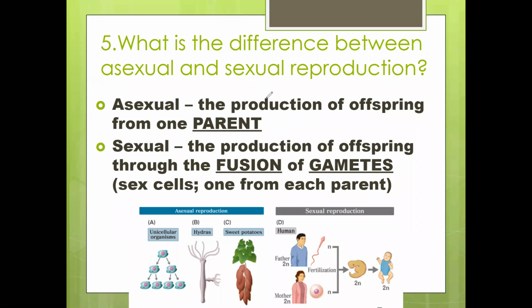Here's where you need to start writing things down. There's a difference between reproduction that happens asexually and reproduction that happens sexually. Asexual reproduction is the production of offspring from one parent. Mitosis, which we had talked about before, is an example of asexual reproduction.